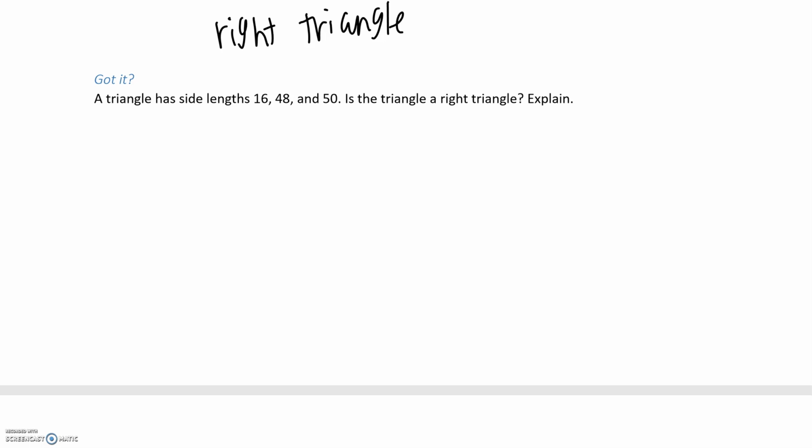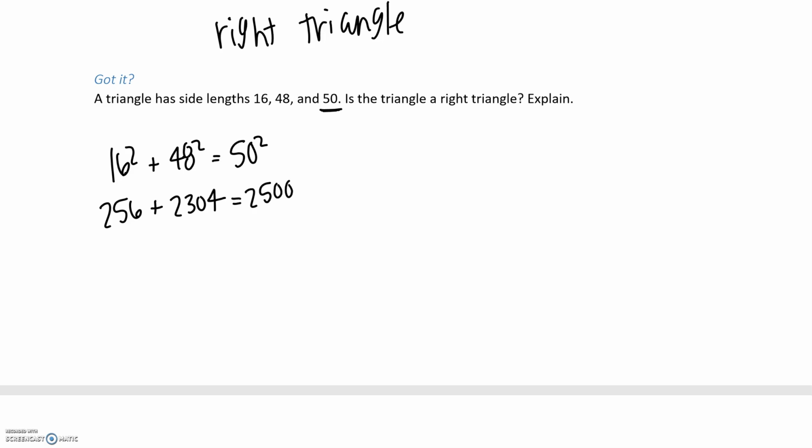Okay, so for our got it problem, we have a triangle with side lengths of 16, 48, and 50. So 50 is going to be our c in our Pythagorean theorem. So we've got 16 squared plus 48 squared equals 50 squared. Okay, so when we do 16 squared, that gives us 256, plus 48 squared, which is 2,304. And that should equal 2,500.